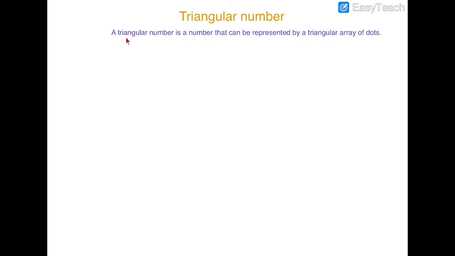Triangular number. A triangular number is a number that can be represented by a triangular array of dots. See this. If I take the number 1, this is 1. If I take the number 3, 1, 2, 3, I can put it in a triangular shape. And 1, 2, 3, 4, 5, 6. Sorry, 6. 6 is also a triangular number.